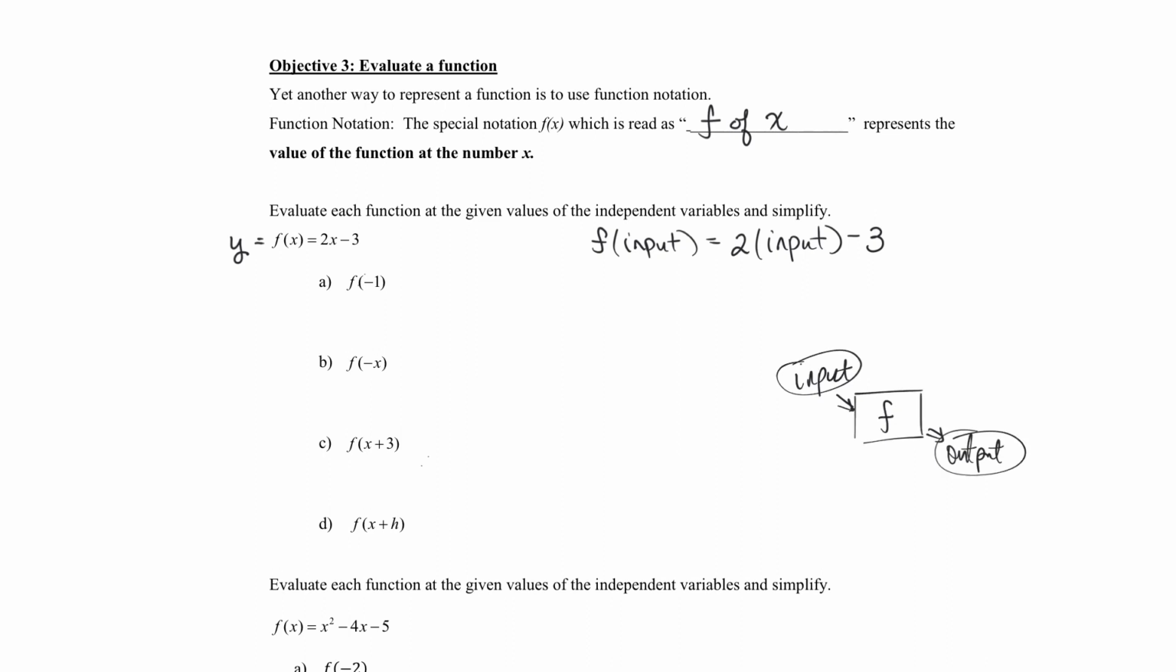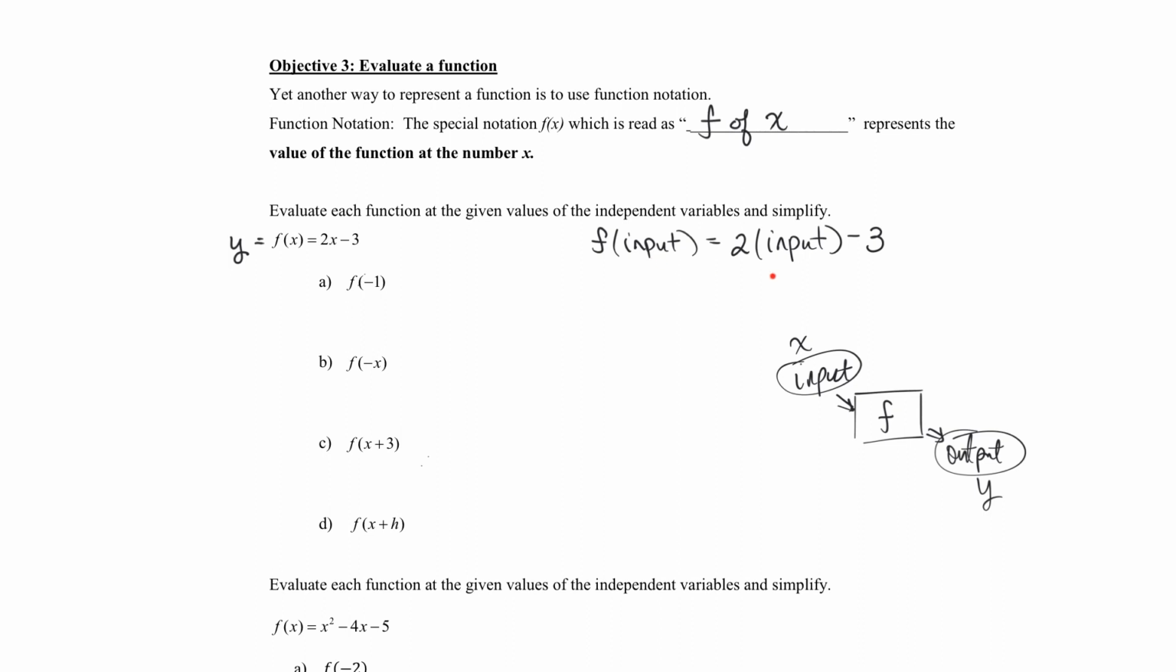And we want this output to depend on this input, right? Now we typically use the variables x to stand for the input and y to stand for the output, right? But we don't have to. I could put anything I want here. I could put the word input, I could put a star, I could put a heart. Whatever is here, I'm going to multiply 2 times that and subtract 3.